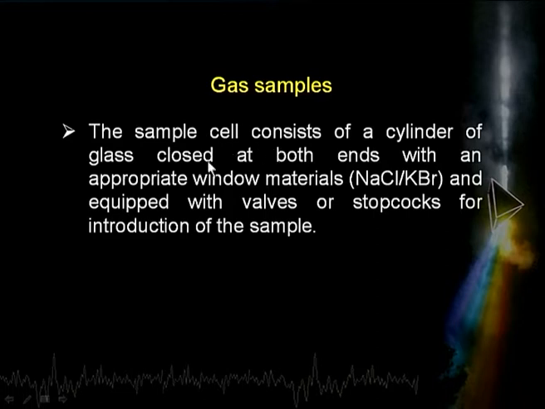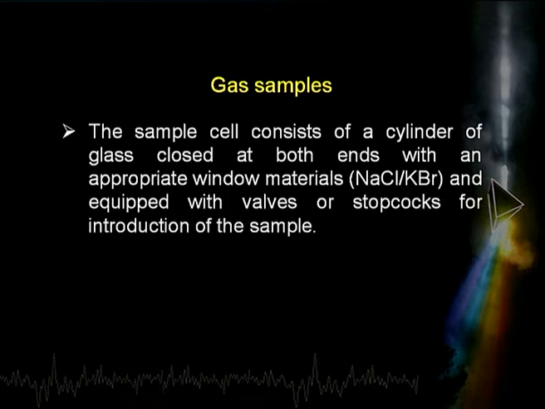Say a gaseous sample. For a gaseous sample, the sample cell, where I have to take my sample, consists of a cylinder of glass which is closed at both ends with an appropriate window material, which is basically NaCl or KBr. Sodium chloride and potassium bromide are two very important materials from the IR spectroscopy point of view, because by and large they do not absorb in the range we are trying to monitor.